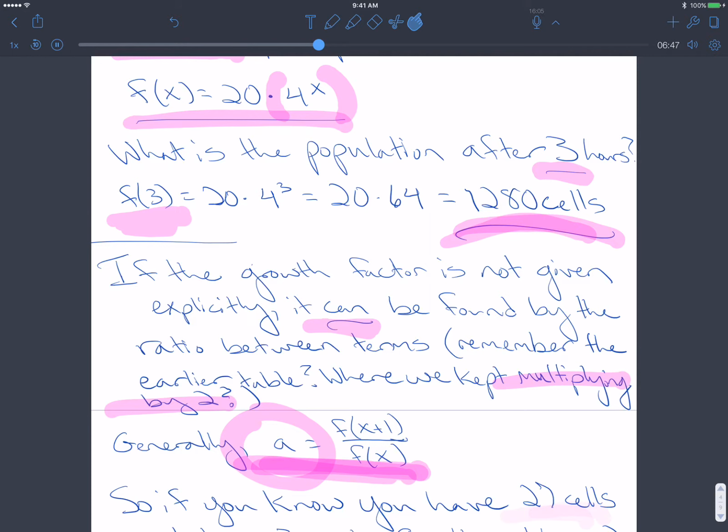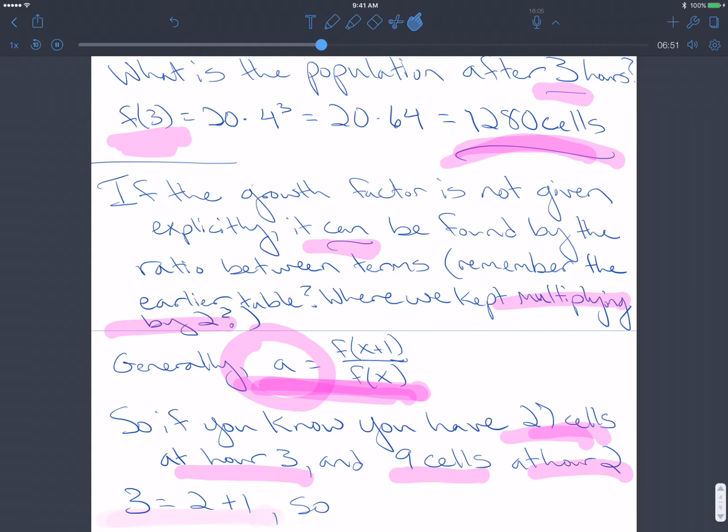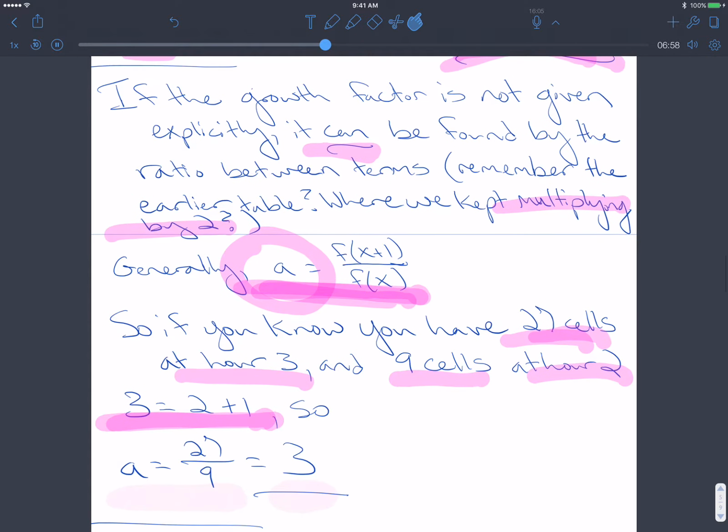So if I know that I have 27 cells at hour 3 and I have 9 cells at hour 2, then since 3 is 1 greater than 2, my f of 3 is my f of x plus 1 and my f of 2 is my f of x. And I can find a by looking at f of 3 over f of 2, or looking at 27 over 9 to get me a 3. So if that had been the system I was modeling, I would determine that the growth factor is then 3.